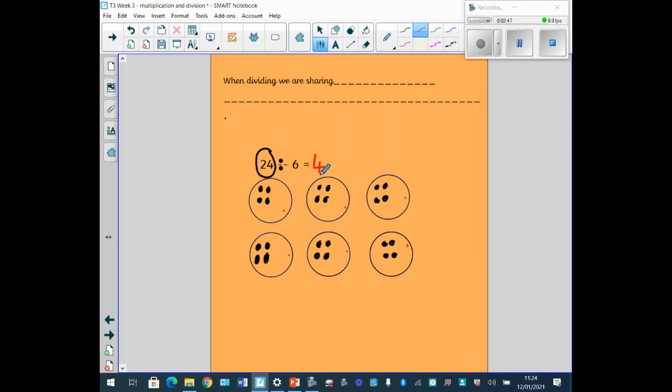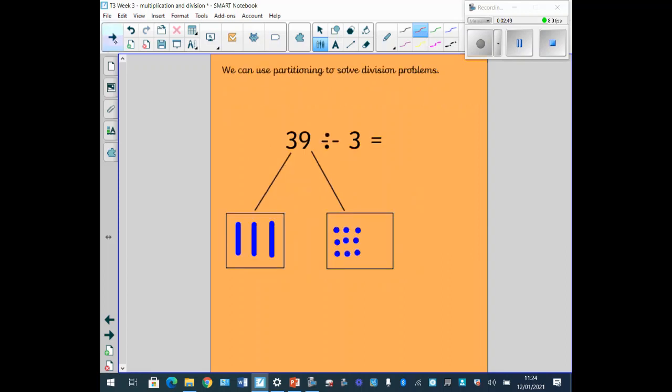Today we're going to be dividing a two-digit number by a one-digit number, and we're going to be using our partitioning and our deans to help us. So my question is 39 divided by 3. I need to create my two-digit number using deans. Here are my tens and here are my ones. And when we partition this, it helps us with dividing larger numbers.